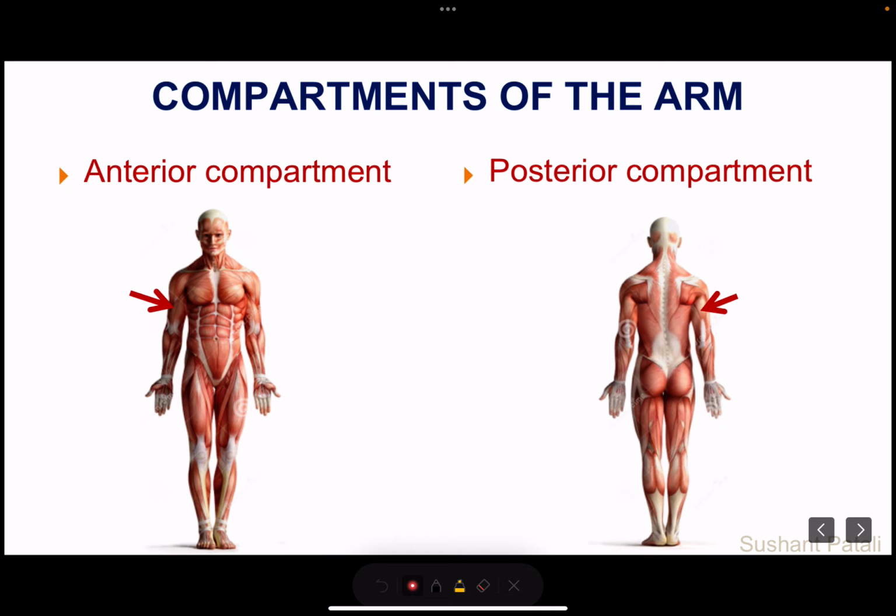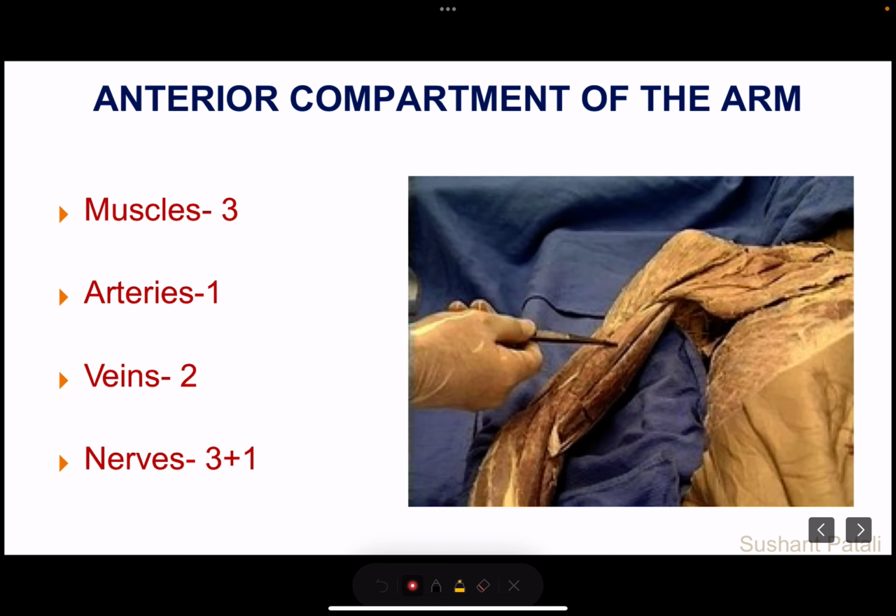Moving on to the compartments of the arm. Like I mentioned, there are two compartments. There is an anterior compartment that lies in front of the medial and the lateral intermuscular septum, and there is the posterior compartment which lies behind the medial and lateral intermuscular septa. So this shows the anterior compartment. This picture shows the posterior compartment of the arm. First, let us talk about the anterior compartment of the arm.